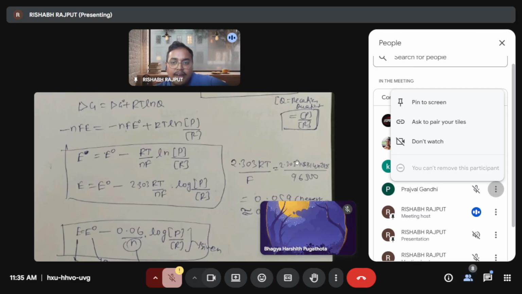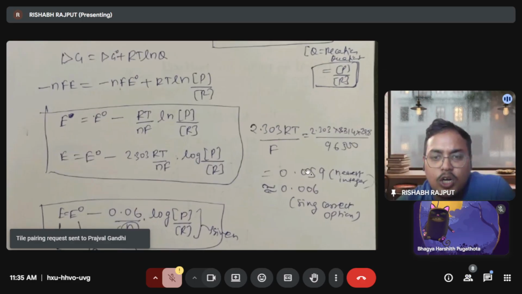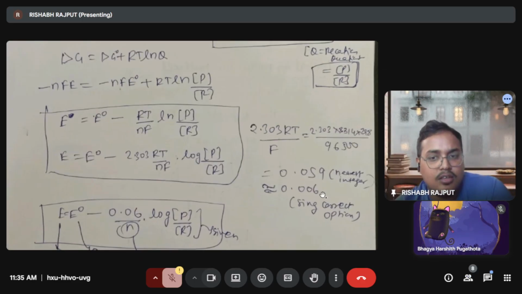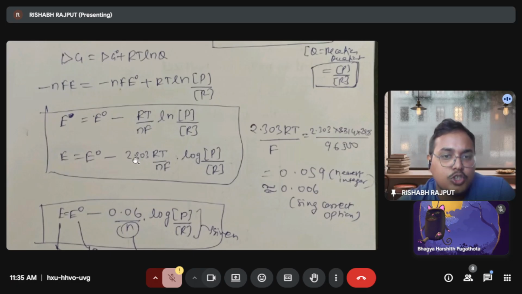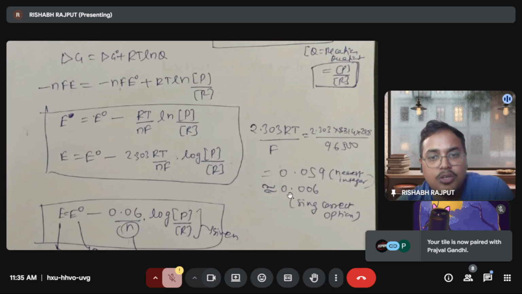Okay, so just to put here, you will solve and you will get this value 0.059. And we can say in a shortcut form also 0.06. So you can write 2.303 RT by F. We can write 0.059 or 0.06.